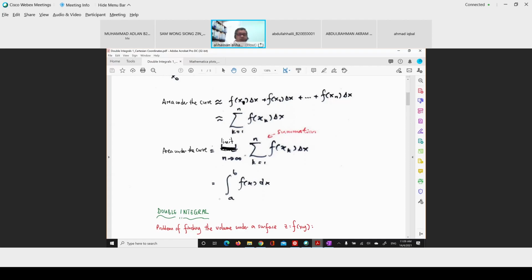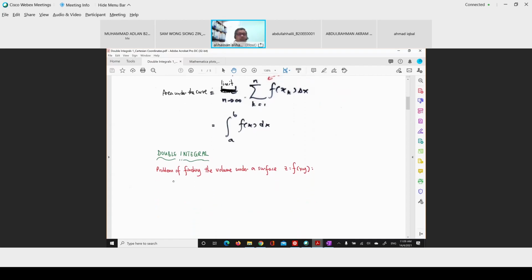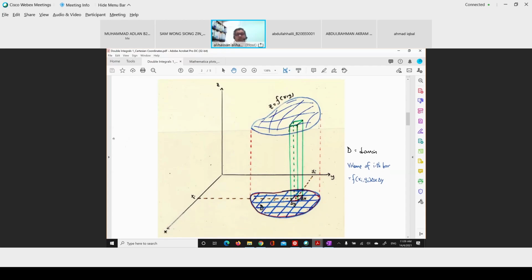Okay, now let's move on to double integral. One way to introduce the concept of double integral is by considering the problem of finding the volume under a surface. Previously we considered the problem of finding the area under a curve. For double integral, we consider the problem of finding the volume under the surface z equal to f of x, y. So here is an illustration. Here we have z equal to f of x, y.